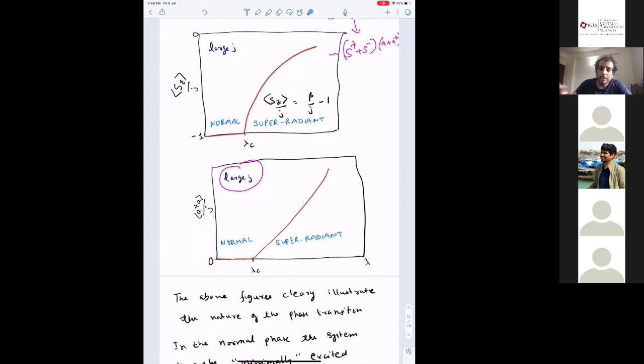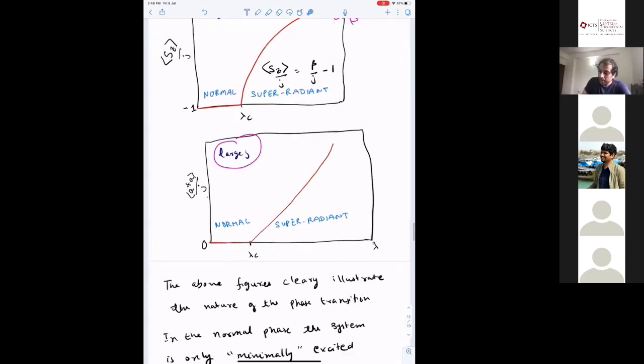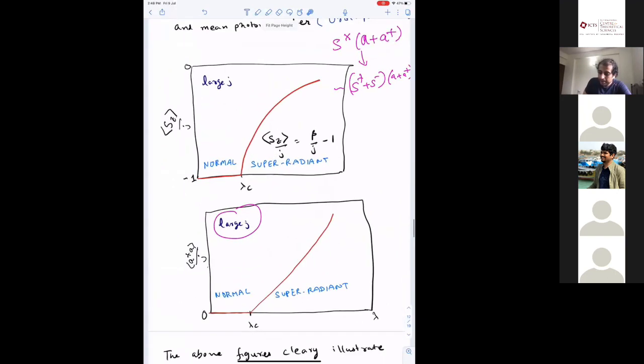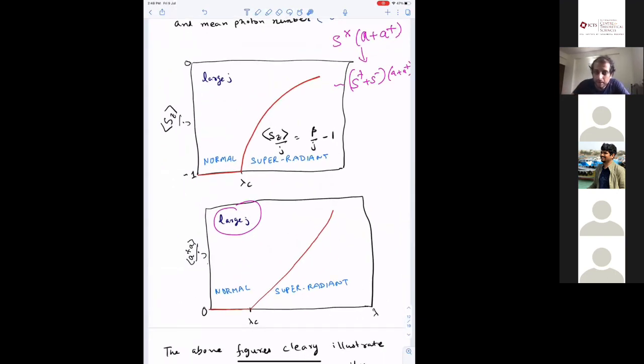Right. So you see, the point is, this comes to one important point. It turns out that in the large J limit, this is actually an exact result. So in the limit of extremely large spins, this is an exact result. So in some sense, if you have a huge number of spins, this is what you would get. I don't know if that answers your question or comment, but maybe we can discuss that later.